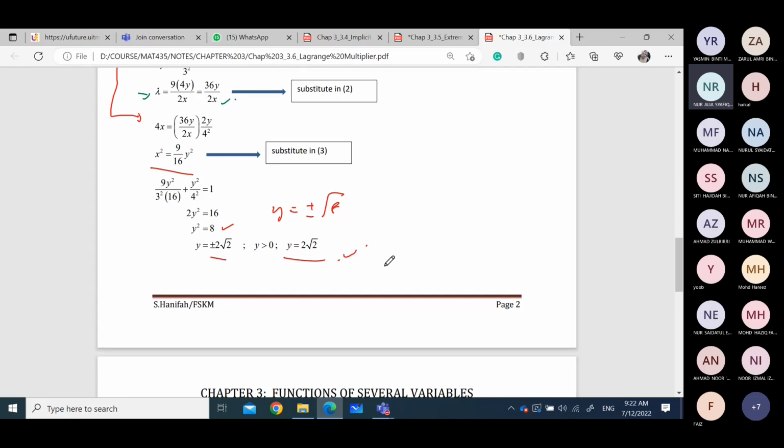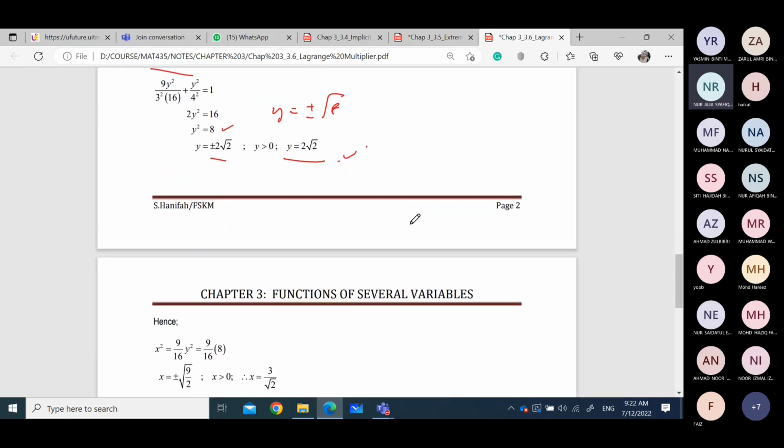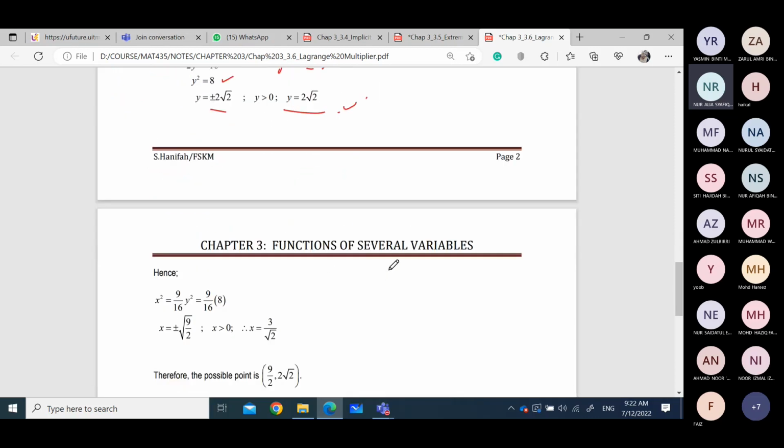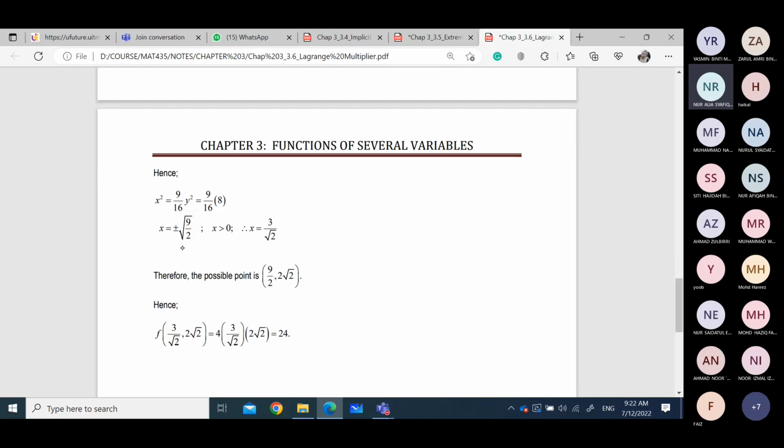Okay. So next x squared. So we find the value of x. So x also has two values, positive and negative. So since x is always positive, the value of x is 3 over 2. Okay, so therefore the possible point here is 3 over 2 and 2. If there is more than one value, you will have more than one possible point.